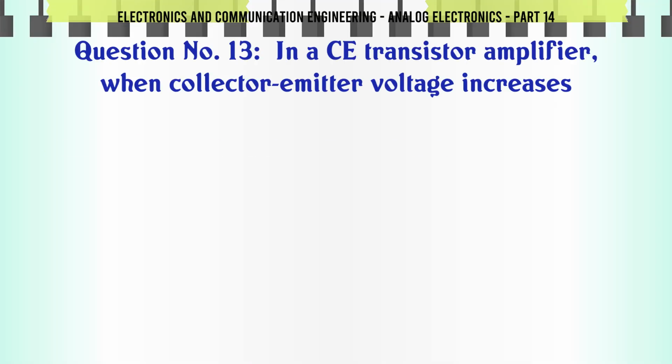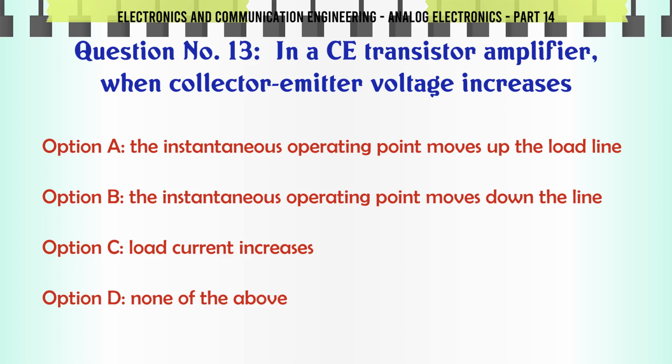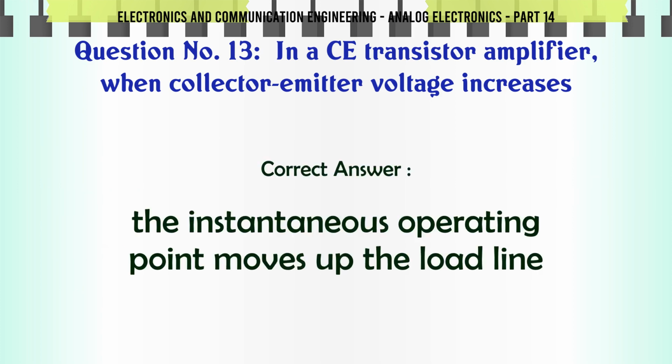In a CE transistor amplifier, when collector-emitter voltage increases, A, the instantaneous operating point moves up the load line; B, the instantaneous operating point moves down the line; C, load current increases; D, none of the above. The correct answer is the instantaneous operating point moves up the load line.